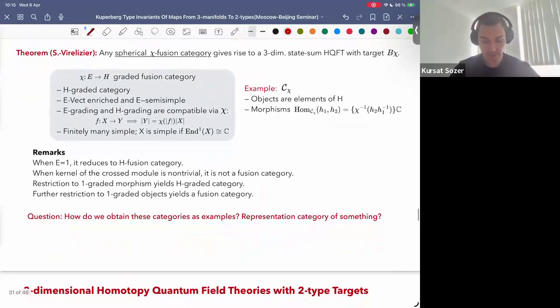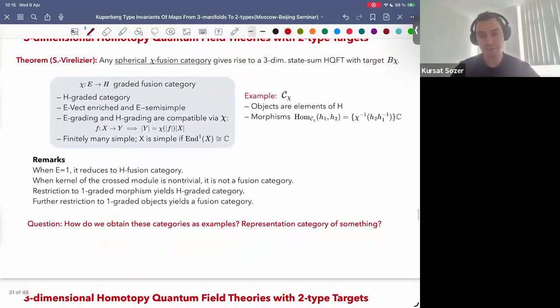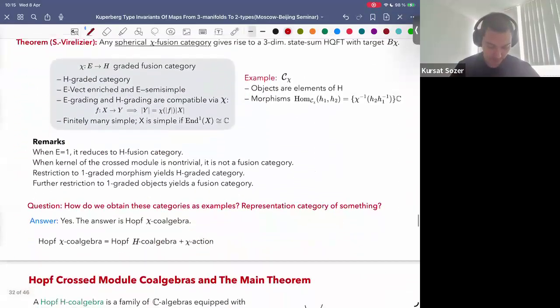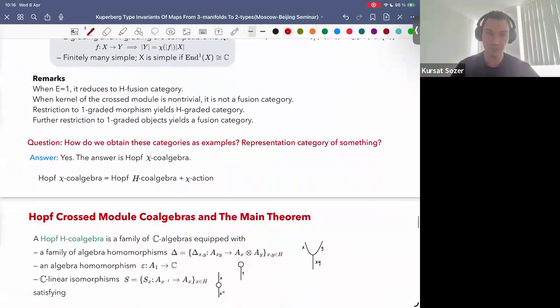In the case of fusion categories, what do we know? Finite-dimensional semisimple Hopf algebras and their representation categories give rise to fusion categories. So in this case, we ask a similar question. For these types of things, is there some algebraic object whose representation category yields this crossed fusion category? And the answer is what are called Hopf crossed-module coalgebras. And Hopf crossed-module coalgebras yield, as module categories, the crossed fusion categories.